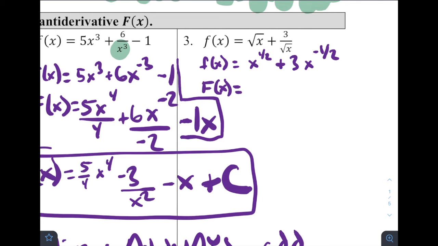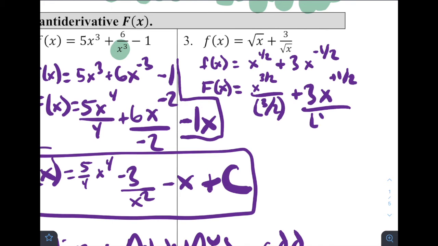capital F of x is going to equal x to the 1/2 plus 1. So 1/2 plus 1 is 3 over 2. And we need to divide by that 3 over 2, plus 3 times x to the negative 1/2 plus 1. So that's going to be positive 1/2. And I'm dividing by that 1/2 down here. And so if we want to simplify, we've got that. Don't forget your plus c.